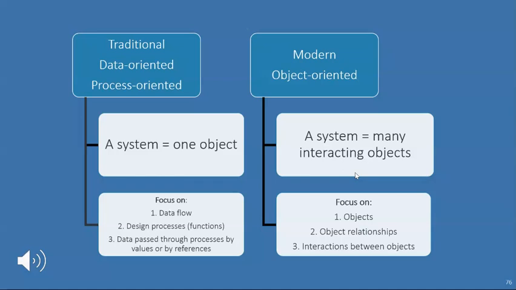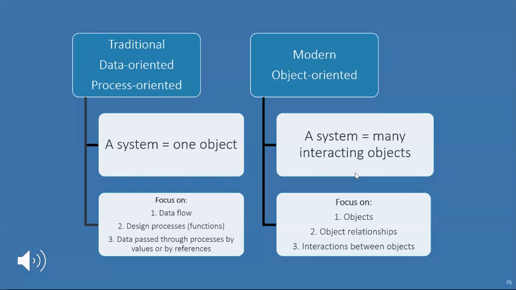Modern system analysis and programming methods are object-oriented, which view the system as many interacting objects. Therefore, it focuses on objects and their interactions. Most of the time of system analysis and programming is spent on figuring out objects and their interactions in the system, designing object abstraction, that is the class, and their interactions by messaging.